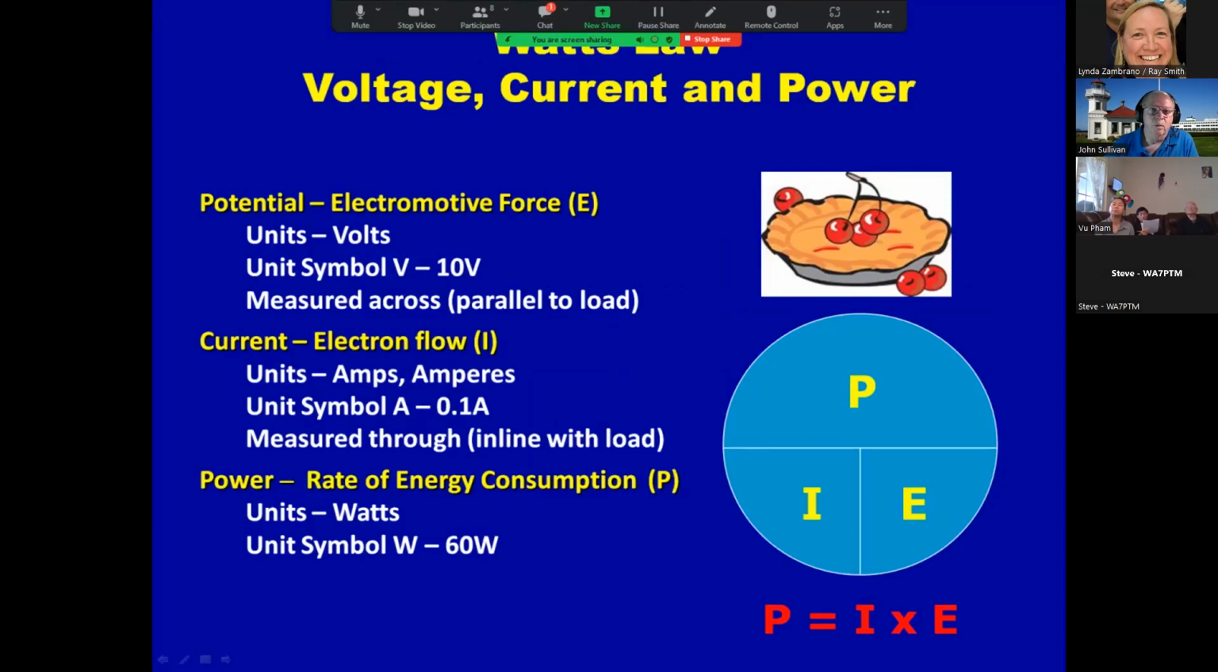Okay. Watt's law. We talked about Ohm's law, and I'm going to talk about Watt's law. I have a picture of a pie there because it's potential, current, power. Electromotive force is E, current flow is I, power is P. So you have P over I and E, or pie, okay? And the formula for Watt's law is P equals I times E. And we're going to see some examples of this.